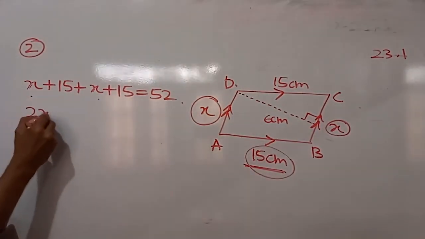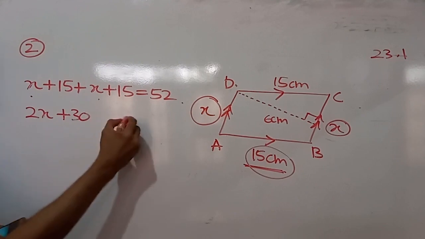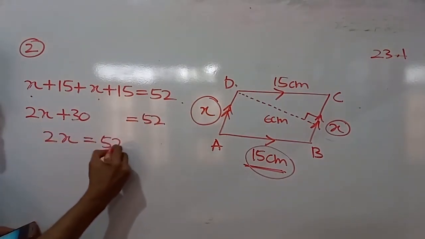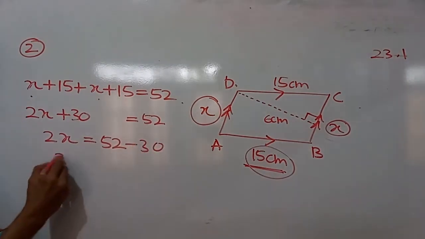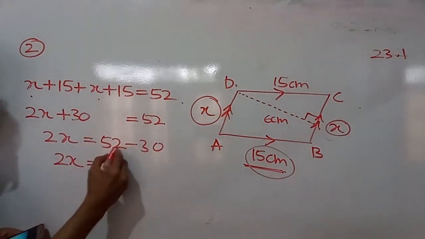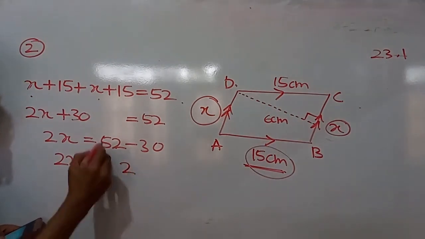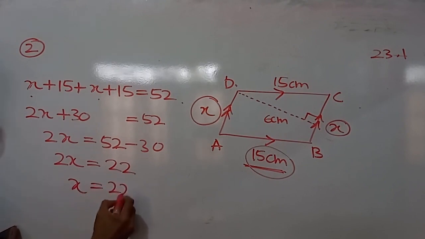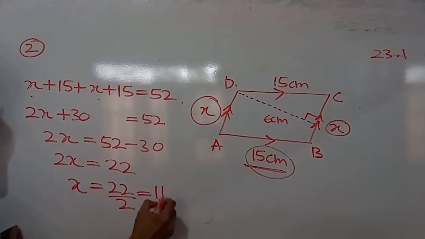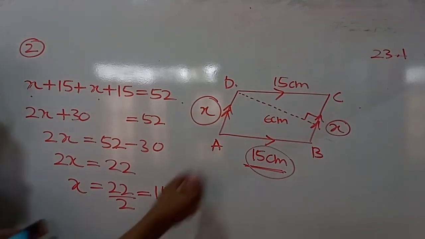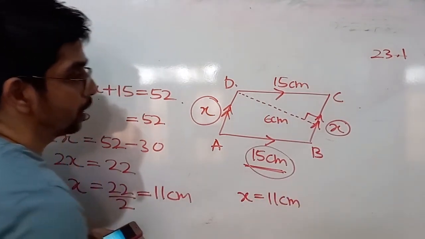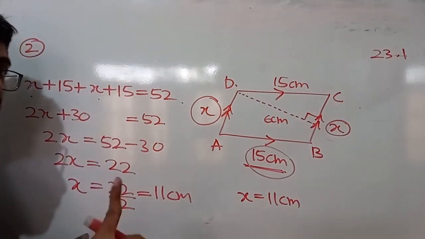Like terms. So 2x plus 30 will be equal to 52. Now 2x will be equal to what? 52 minus 30. So 2x will be equal to what? 2 minus 0, we get a 2. 5 minus 3, we get a 2. So x is what? 22 divided by 2, that is what? 11 centimeters. Okay. Now this length, x is what? 11 centimeters.